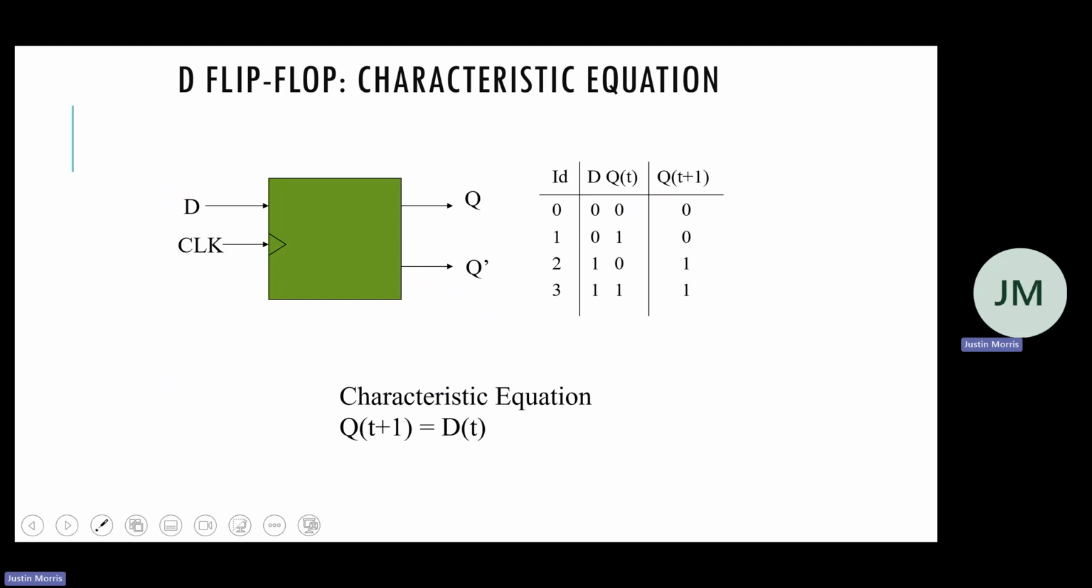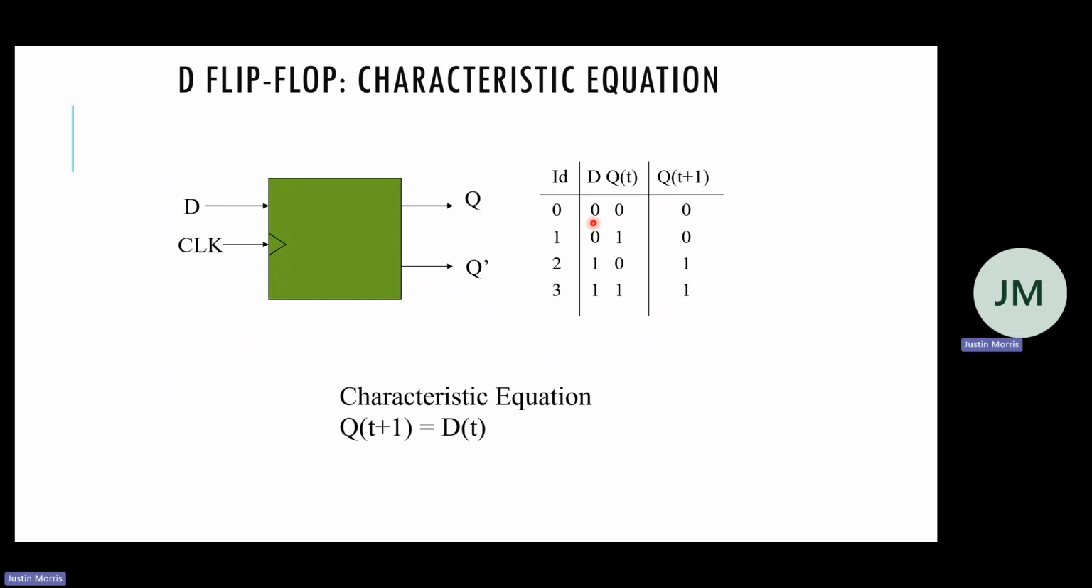All right, so here's our characteristic equation. The D flip-flop is very simple. If D is 0 and my previous Q is 0, my next one is going to become D. Basically, it doesn't matter what the previous one is. My next value is going to become whatever the input D is.